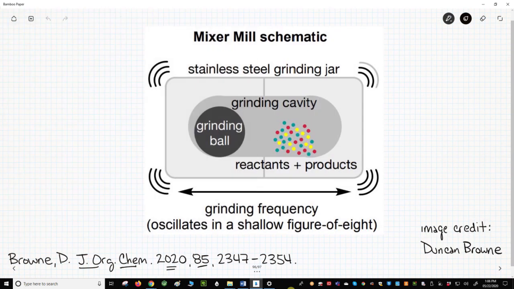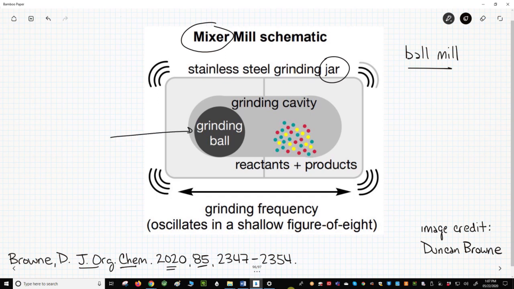Here is a diagram of a mixer mill. It's also called a ball mill. The mill consists of a stainless steel jar with one or more steel grinding balls. Place your reagents and desired solvent into the jar. The jar and its contents are then mounted into a mill which shakes the jar. The grinding ball pulverizes the solid reagents and both exposes fresh reactive surfaces and increases the solid surface area. The result is a heterogeneous reaction that occurs with a faster rate.